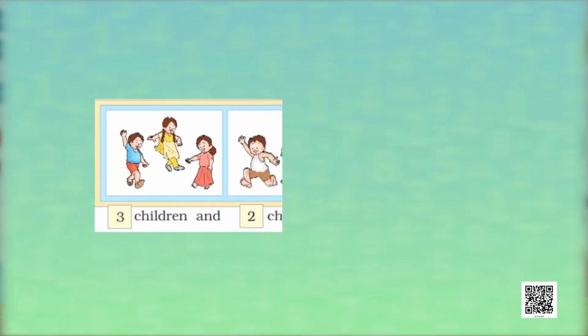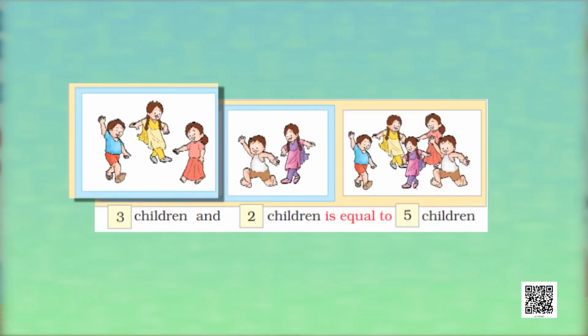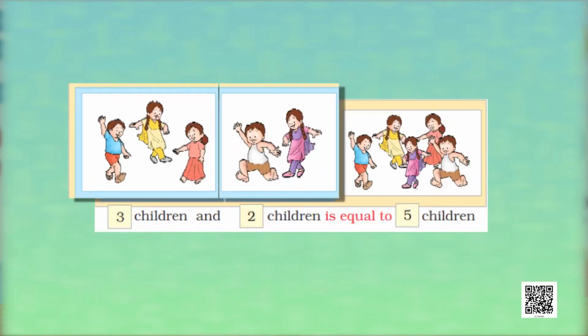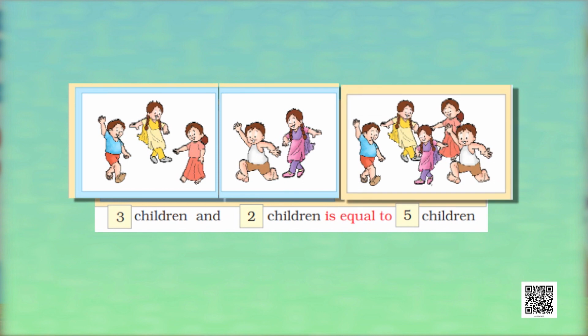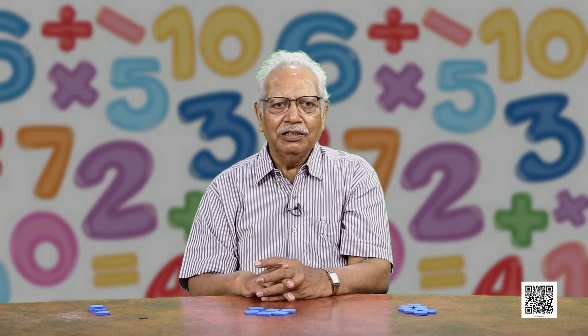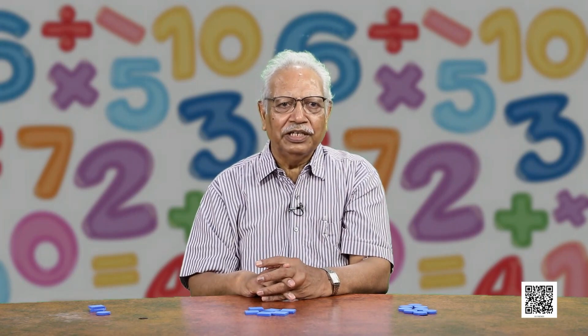Similarly, these are 3 children playing, and 2 more children join them to play. So, how many children do they become? And this number is equal to 5 children. So, now we are using the word equal to, and now we are counting flowers in the vase.